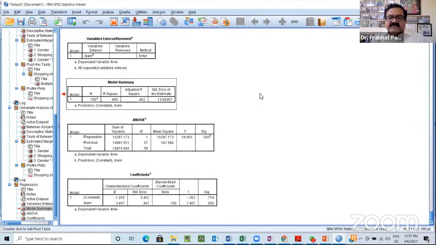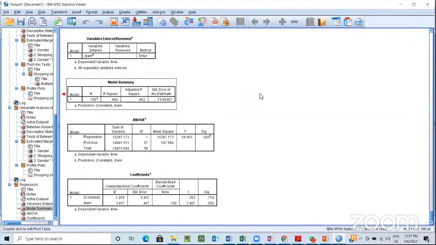R square is not the right reflection in that case. So you have to adjust it for the degree of freedom, because you are enjoying greater degree of freedom by adding more variables on the right hand side. That is the logic why we are using adjusted R square in multiple regression, not in simple regression. Is that clear, Kumar Saurabh? Right, sir. Thank you, sir.